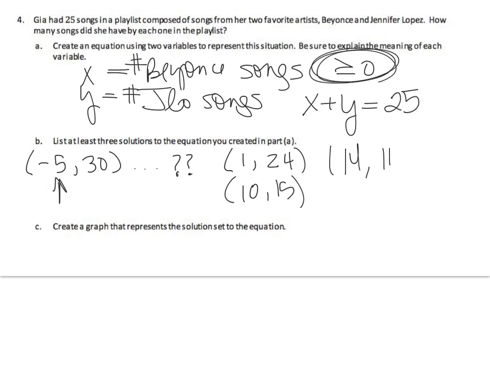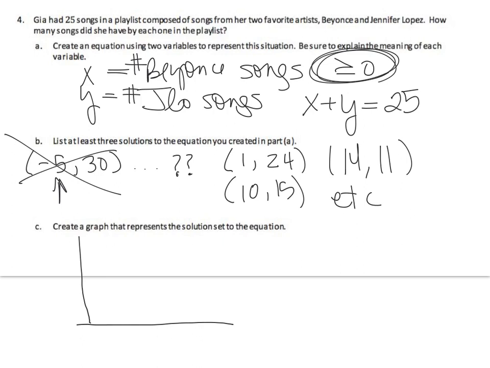4 and 16, that's 30. 11, etc. But you have to look at your problem and read and try to decide for yourself what kind of x and y values are acceptable, where that one is not. My graph is only going to be in quadrant 1, where everything is positive. And I'm going to start at, that's my y, that's my x. Where x equals 0, y is going to be 25. And where y equals 0, x will be 25. So really that is my line.